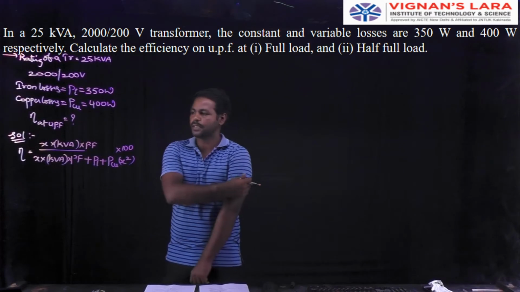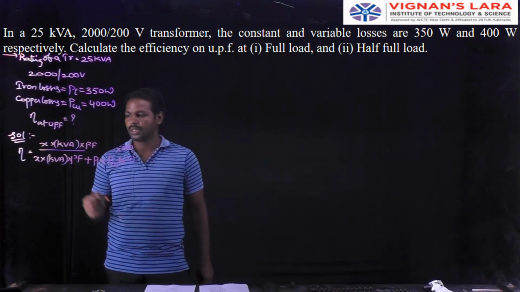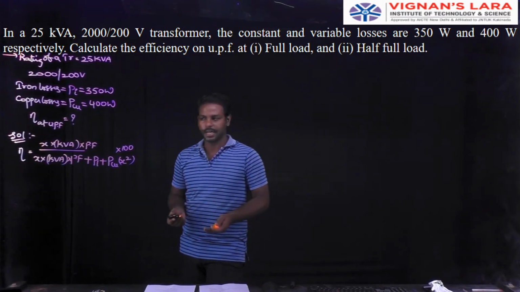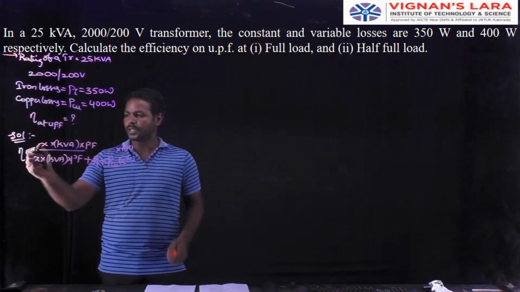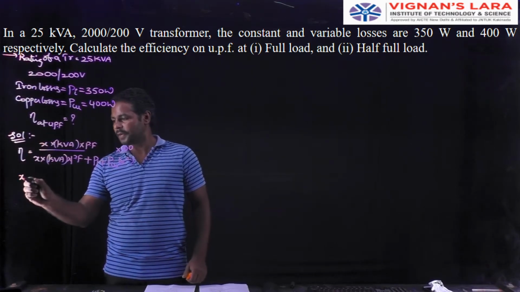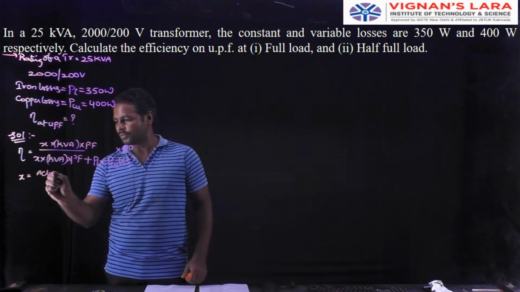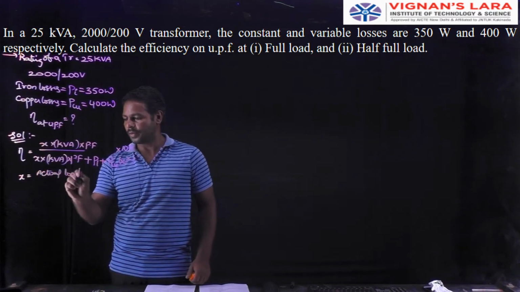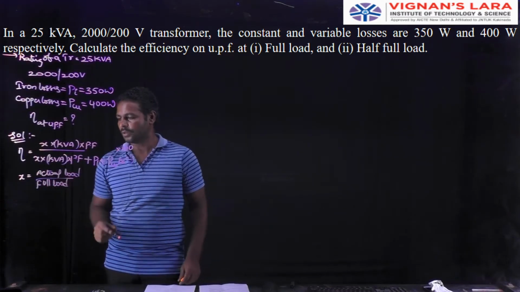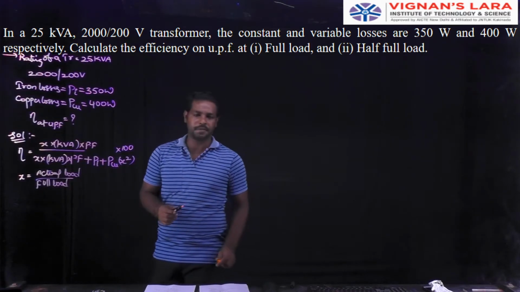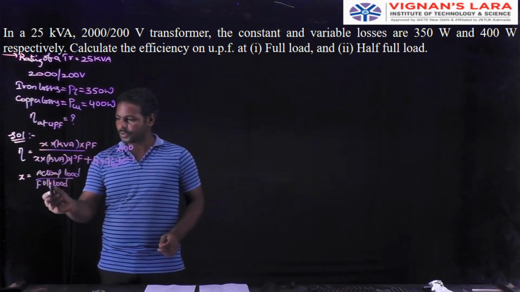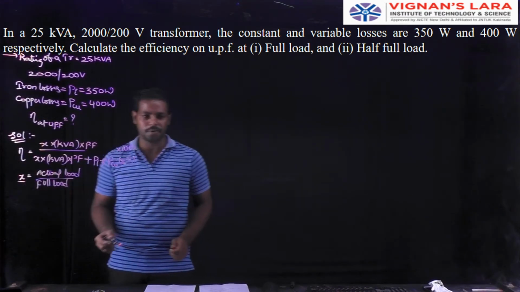This expression is valid for calculating efficiency whenever the transformer operates on any loaded condition. The output of the transformer is multiplied with X. X is defined as the actual load divided by the full load. X is a fraction, the ratio of actual load to full load, so based on this we can easily find the value of X.